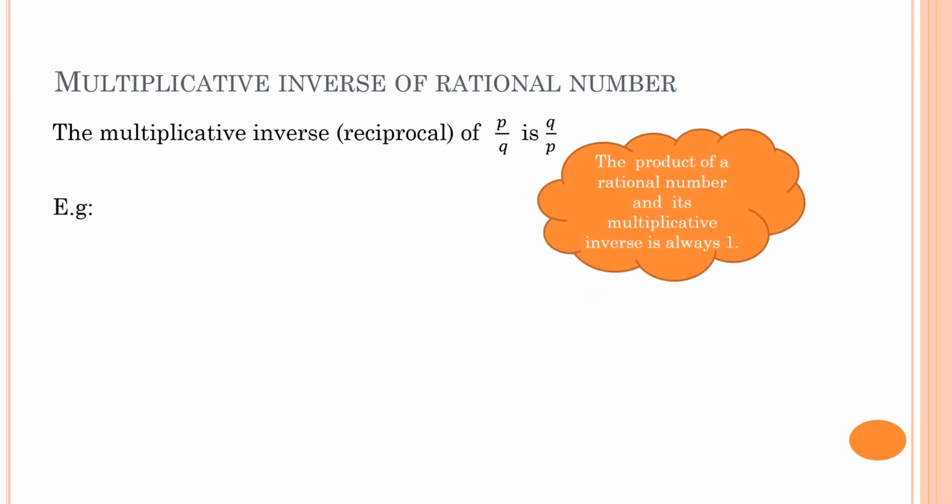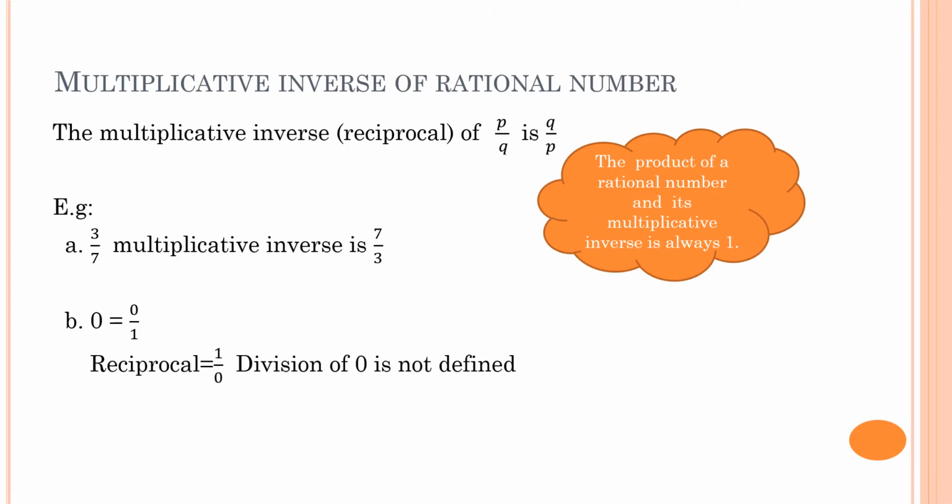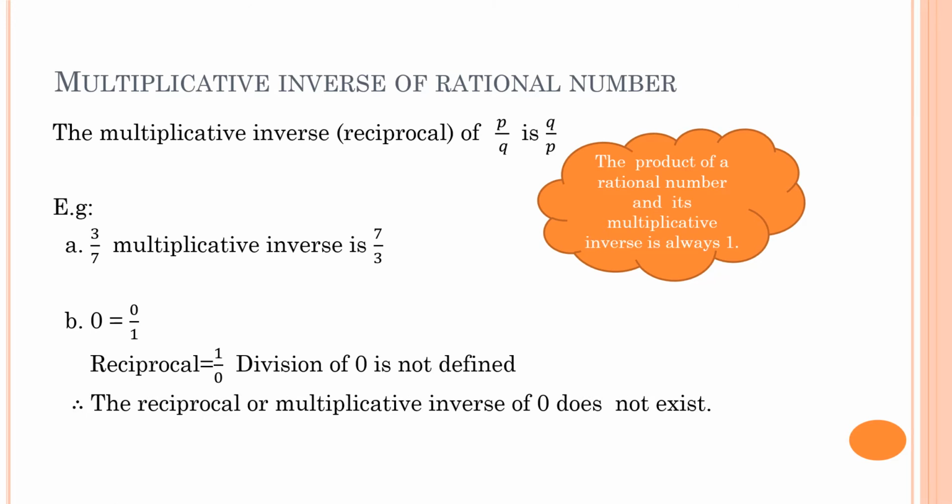Let us take an example here. 3 by 7, its multiplicative inverse is 7 by 3. When I multiply these two, I am going to get the multiplicative identity, that is equal to 1. Now let us take 0. 0 can be written as 0 by 1. So its multiplicative inverse will be 1 by 0, which is not defined. So I can say that the reciprocal or multiplicative inverse of 0 does not exist.